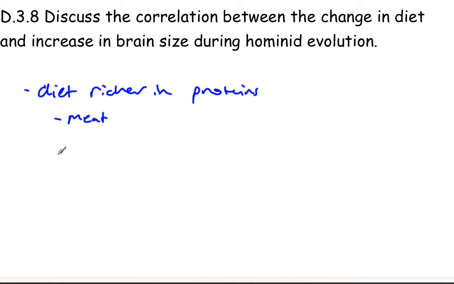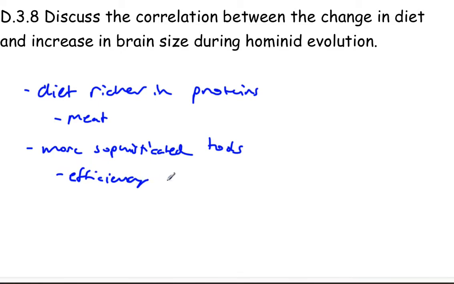Okay. And then other correlations that are seen during this time: more sophisticated tools. And so what this leads to is better efficiency in hunting, such as being able to hunt larger game or being able to kill them more easily with better tools. We also see at this time correlating more social norms with hunting, just because as a group it's better to hunt as a group than as an individual, because you're not always guaranteed to catch something, but as a group you increase your chances of catching something.